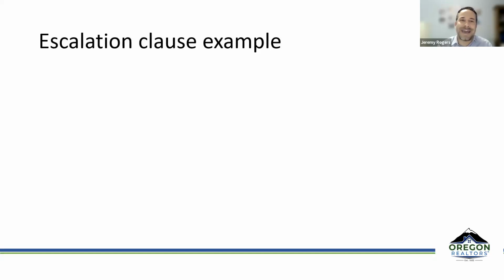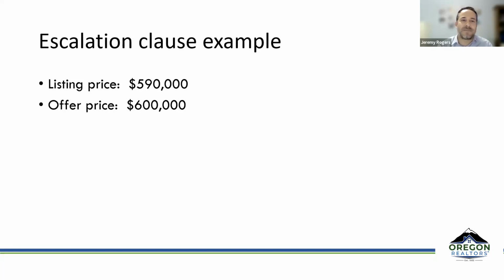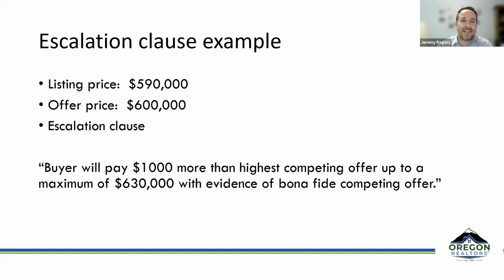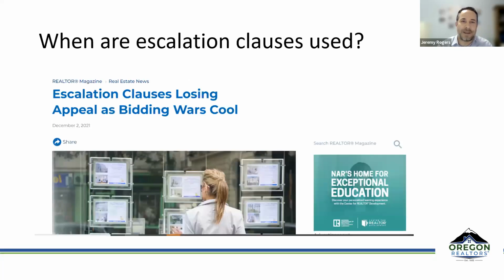So let's take a look at an example of an escalation clause. Listing price might be $590,000. Buyer's base offer price maybe $600,000. They include an escalation clause that says something to the effect of, buyer will pay $1,000 more than the highest competing offer up to a maximum of $630,000 with evidence of bona fide competing offer. Okay, so that is kind of a typical way you see this happening.